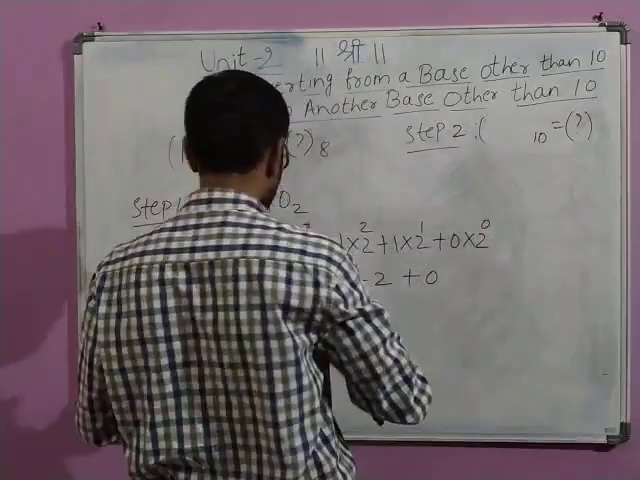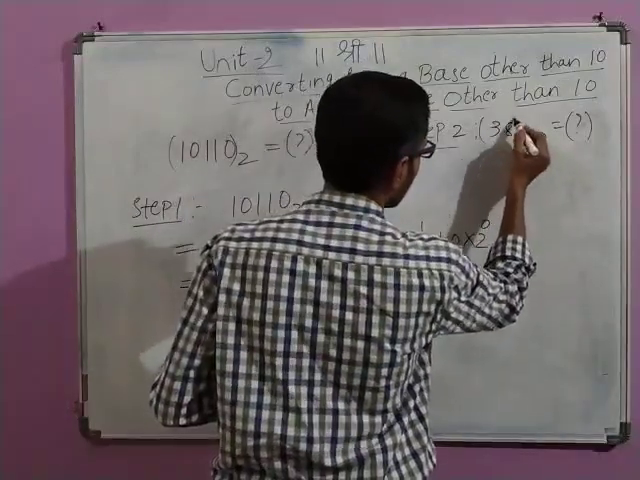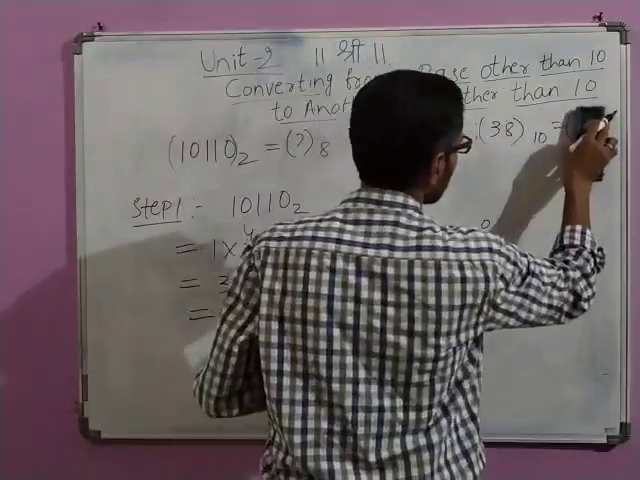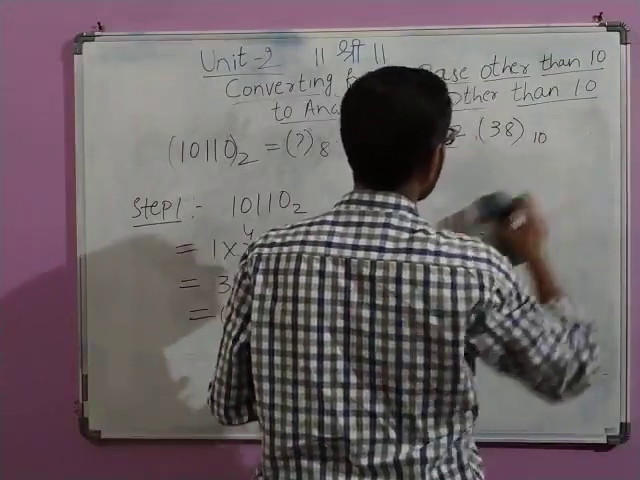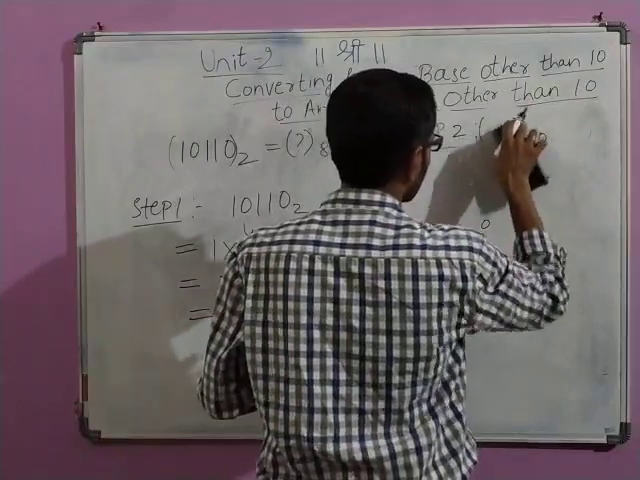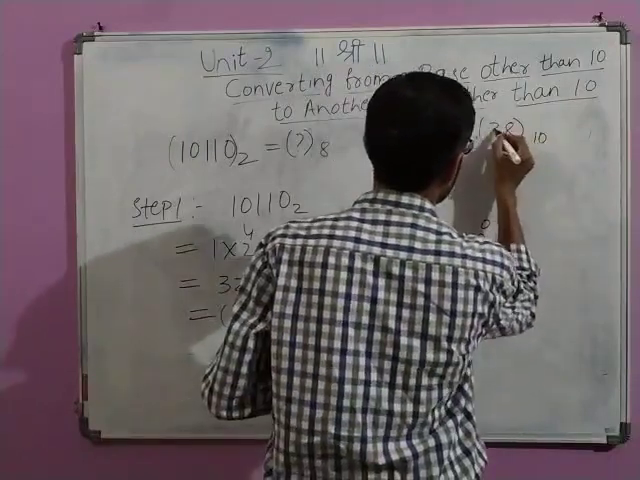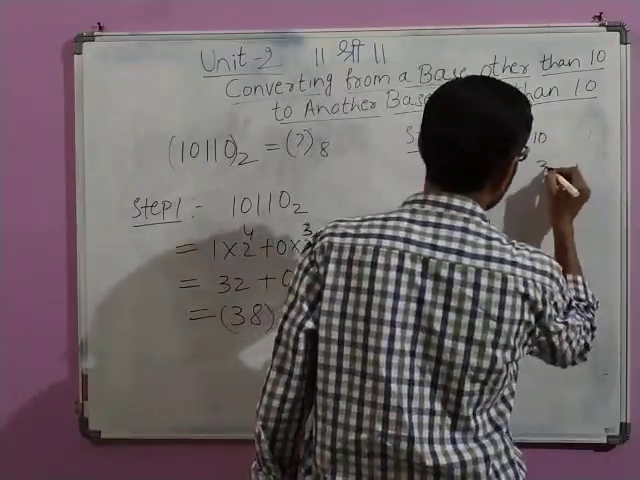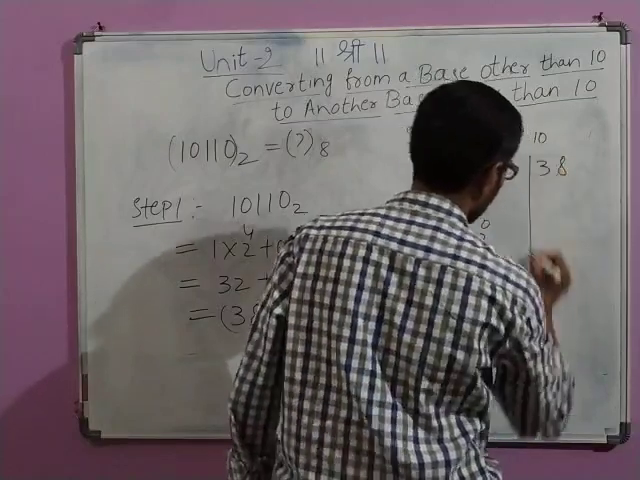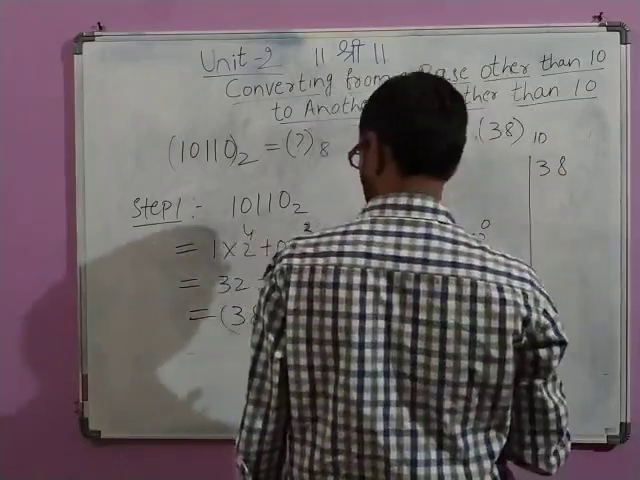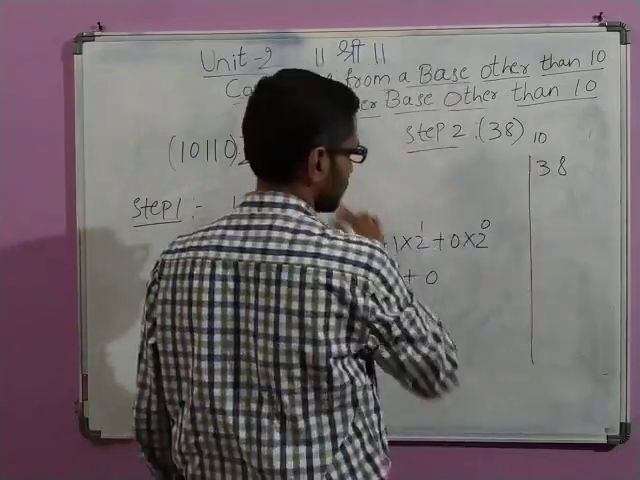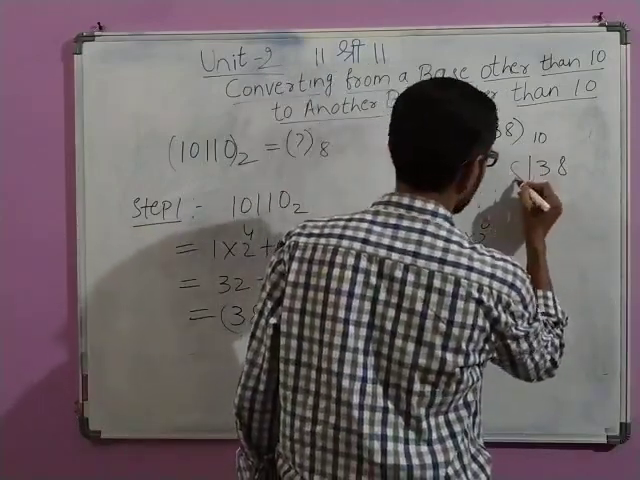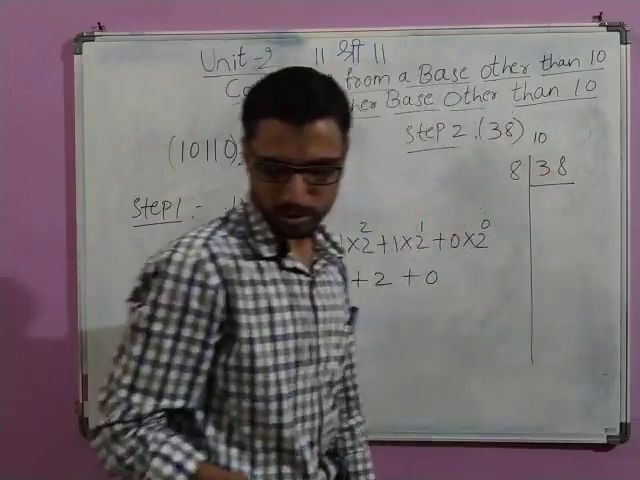So step 2 is 38 to the base 10, and you can try to convert it. The divide and remainder technique you can use. So 38, and what is the base? Base is 8. So you can take this.